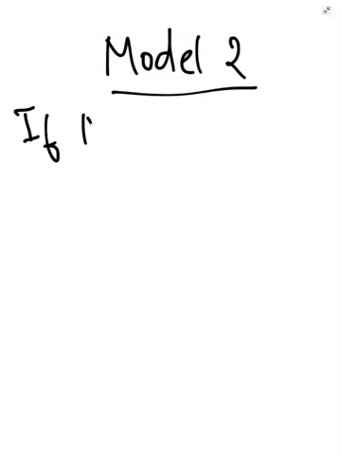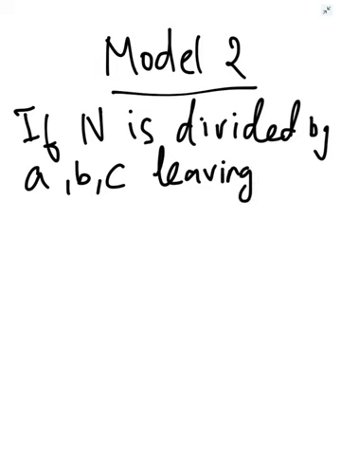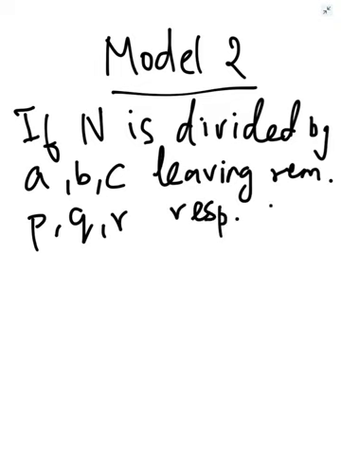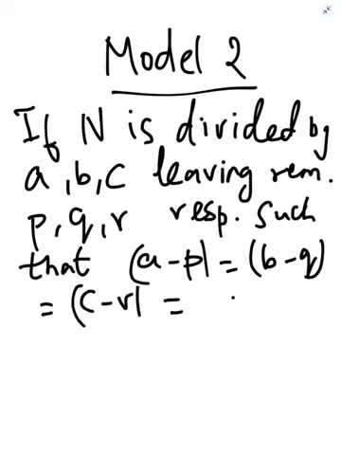Now again, you can note down the definition of model 2, the constant difference model. If n is divided by A, B, C, leaving remainders P, Q, R respectively, such that A minus P is equal to B minus Q is equal to C minus R is equal to D, so here the difference is constant.